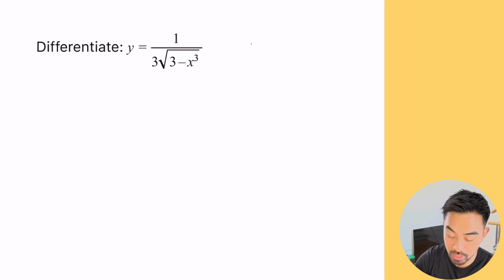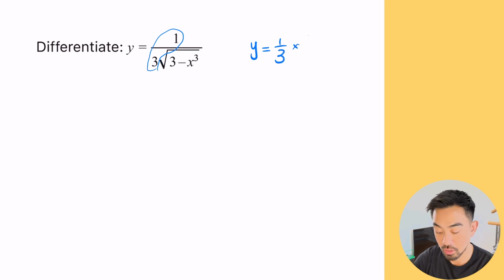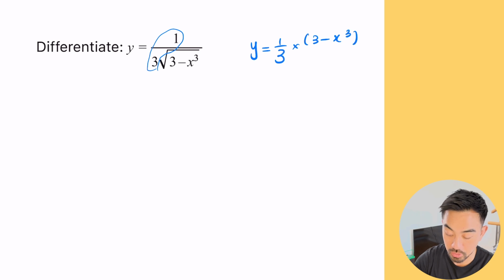Okay, so when your root is in the denominator, we want to try and bring it back up to the numerator using our indices. So what I'm going to do is leave this 1/3 out the front here, and I'm just going to convert the root. So I'm going to have (3 minus x cubed) in the numerator. And because it's a reciprocal, I'm putting it to the top, make it negative, and the power is going to be a half because it's a square root.